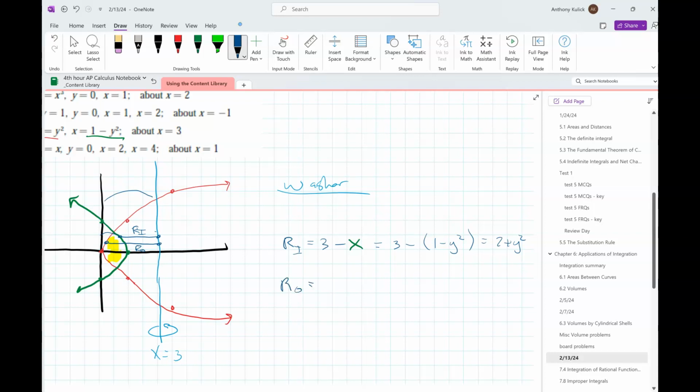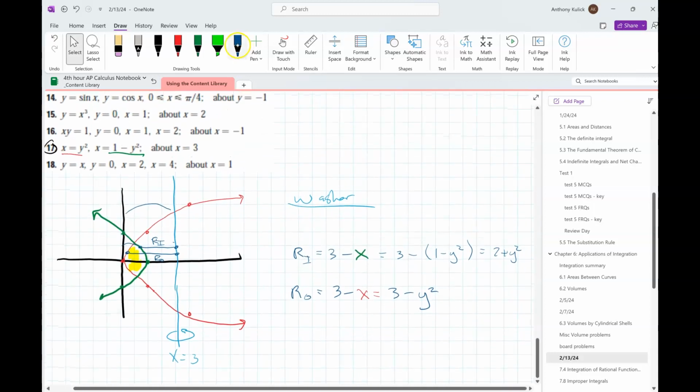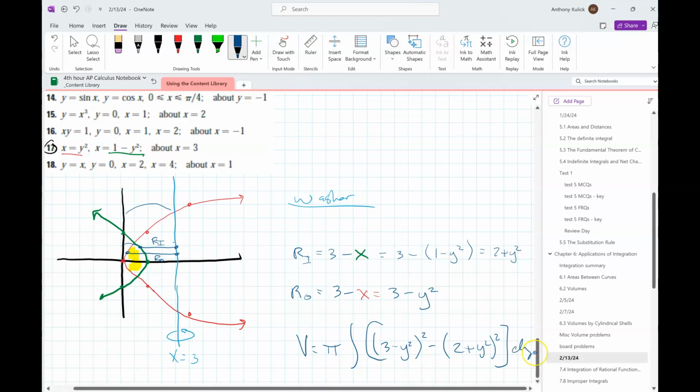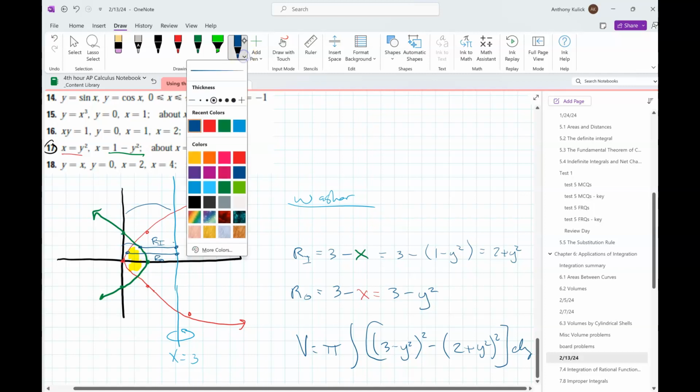And then our outer is going to be 3 minus the red x. Okay? And we're integrating along the y-axis. So our volume should be pi, and then our outer minus our inner dy. What don't we have, though? The bounds of integration, right?